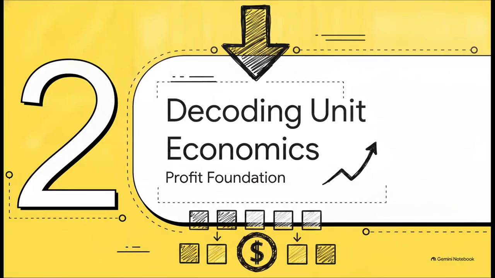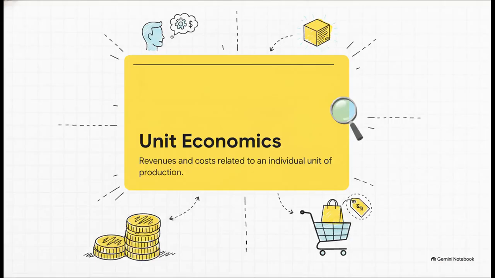Moving on to Section 2, decoding unit economics, the foundation of profitability. To make this massive business concept a little more tangible, we need to focus on unit economics. Basically, this is the revenue and the costs associated with just one individual unit of production. So instead of looking at your massive top-line corporate revenue, you've got to zoom all the way in. Identify a single unit, maybe that's one software user, one retail shopper, or literally just one physical widget that adds value to your business. This isolates exactly what drives your growth on a micro level.